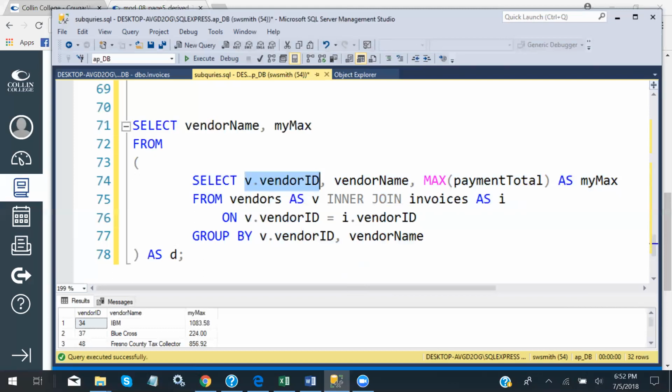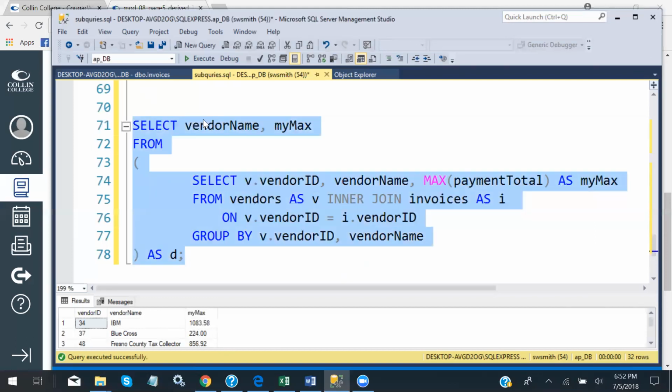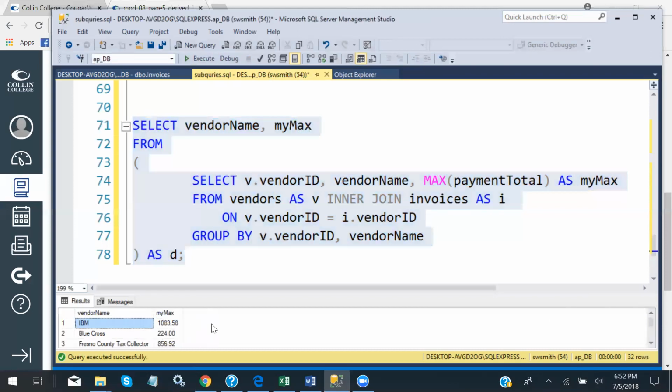So when I run this whole thing, notice I got 32 rows here. So vendor name and the max. When I execute the whole query, I still get 32 rows, but now I have hidden the vendor ID. So the vendor ID is not in the output set at all.